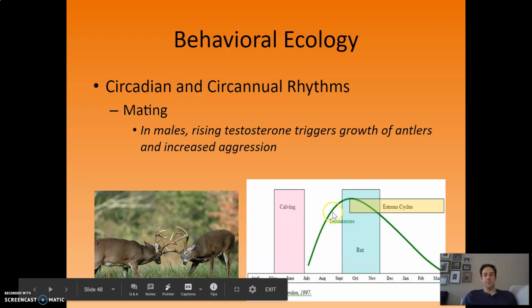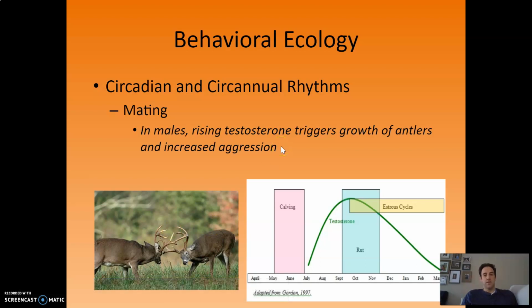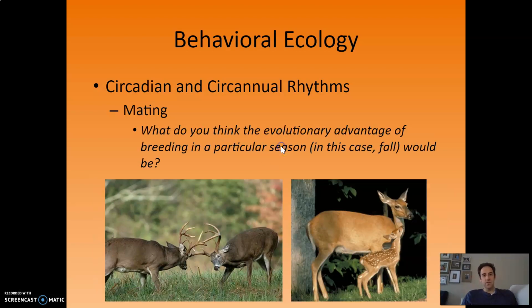Testosterone levels climb starting in July and kind of peak here in the fall, which is what we call the rut. And this is where they grow their antlers and they become more aggressive, and they basically are fighting these little battles trying to win over the females, so that they can mate with them. And so then this is also hunting season because these animals are active and out and about and easy to shoot. So this is all seasonal.